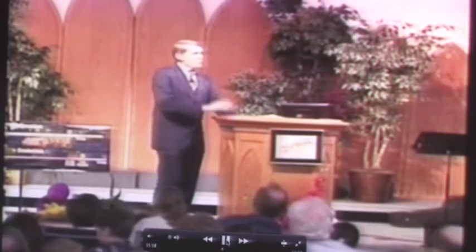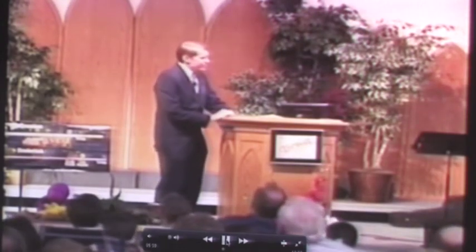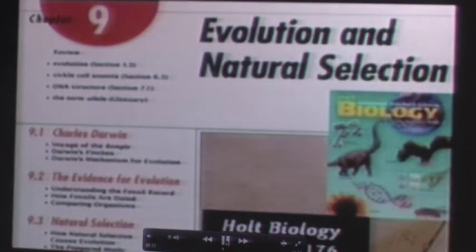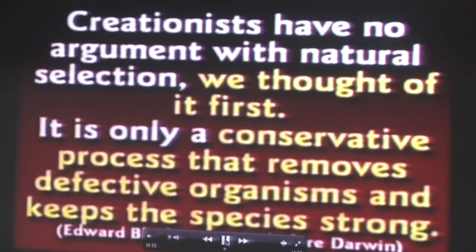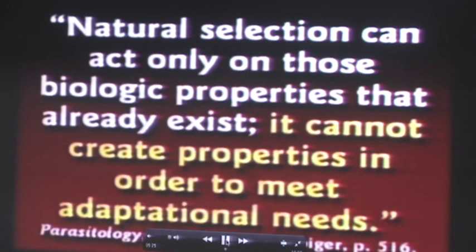They tell them evolution and natural selection go together. He says, this textbook says natural selection causes evolution. That's stupid, okay? Natural selection doesn't cause any evolution. Natural selection is a conservative process that keeps the species strong. That's all it does. That's all it can do. It has no creative properties.